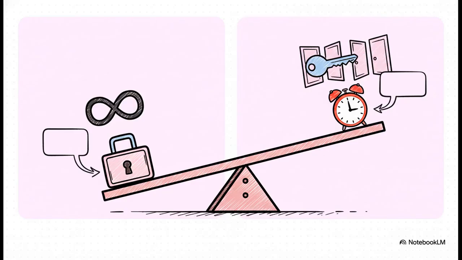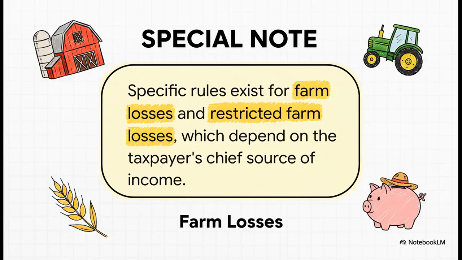This chart really lays out the central strategic choice, doesn't it? With net capital losses, you get longevity. They last forever, but their use is restricted. With non-capital losses, you get flexibility. You can use them against anything, but they are temporary. Understanding this trade-off is absolutely fundamental to tax planning. Now, just a quick note. While we're focusing on the two main categories today, I do want to point out that there are more specialized categories.